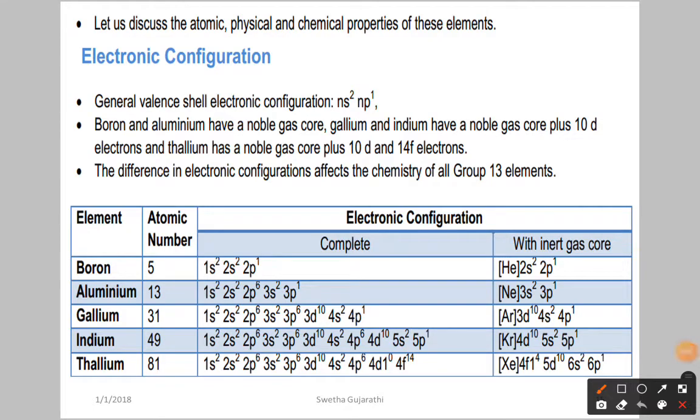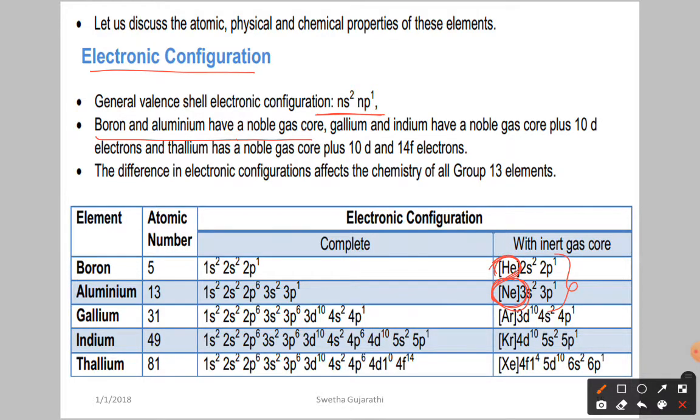Hello students, let us discuss some physical and chemical properties of 13th group elements. Let us first see electronic configuration. As you know very well, the outermost valence shell electronic configuration is ns2 np1. In that, boron and aluminium have a noble gas core, which means the inner electronic configuration is a noble gas core.